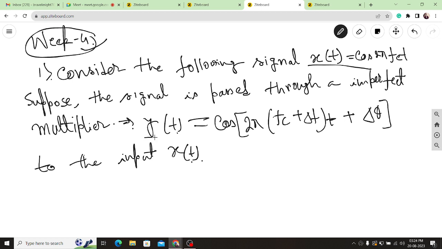That imperfect multiplier has the equation of this. So where is the imperfection mainly? Here is the imperfection, here is the imperfection.